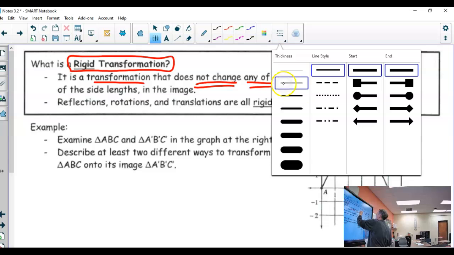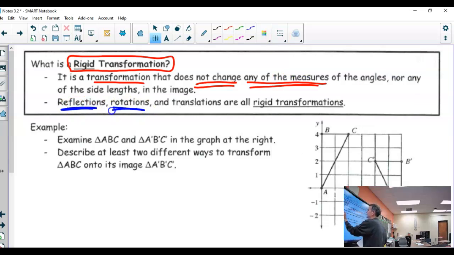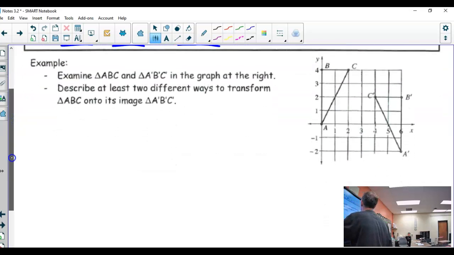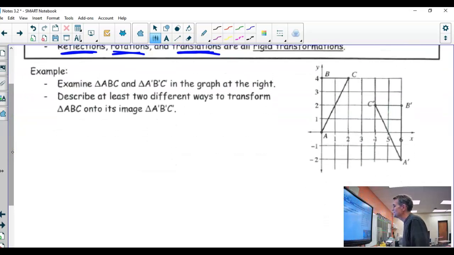And all three of these, reflections and rotations and translations, they are all called rigid transformations because they do not change the size or the measurements of the shape. That's what makes them rigid. They're rigid because it does not change the shape.